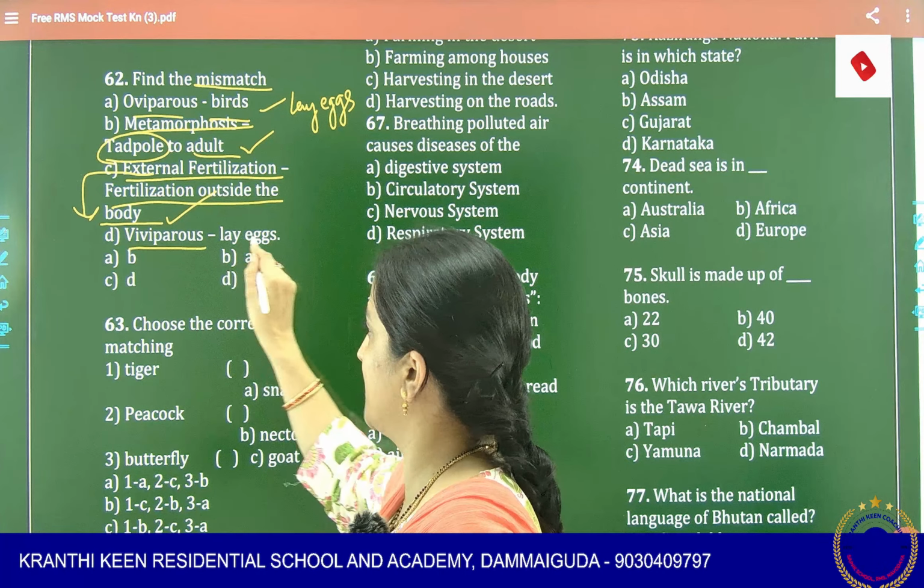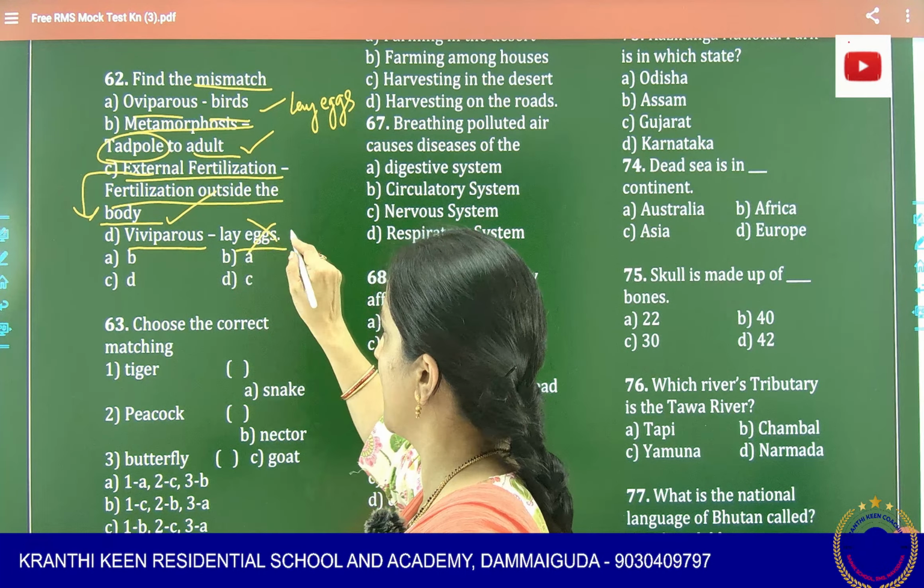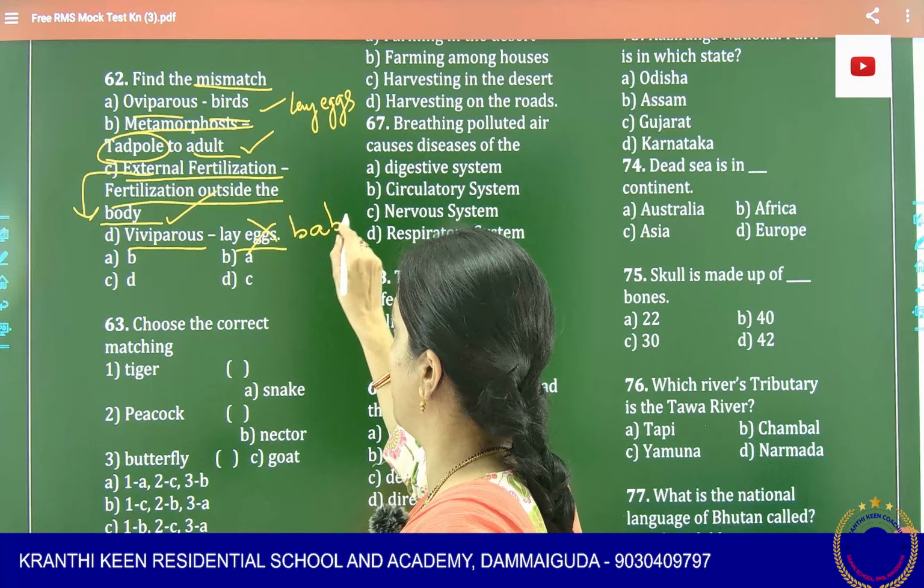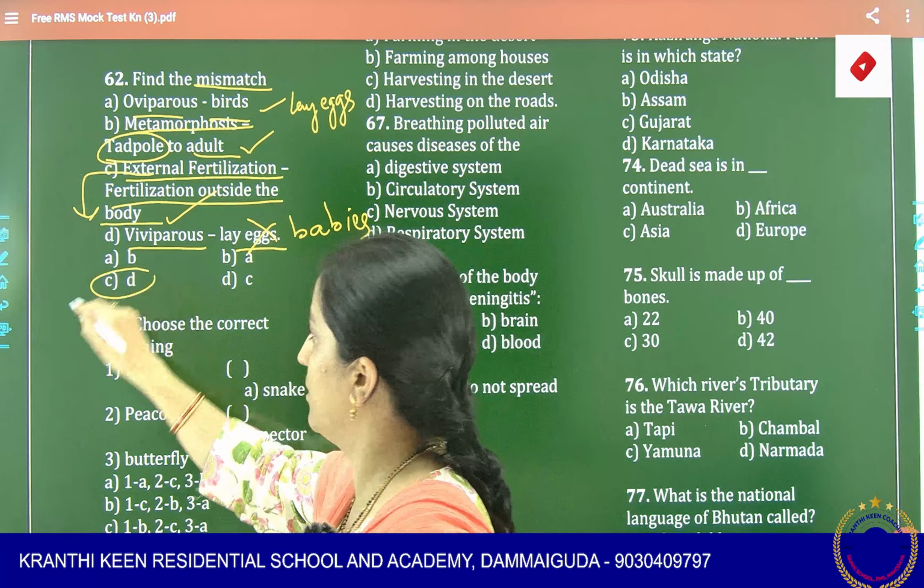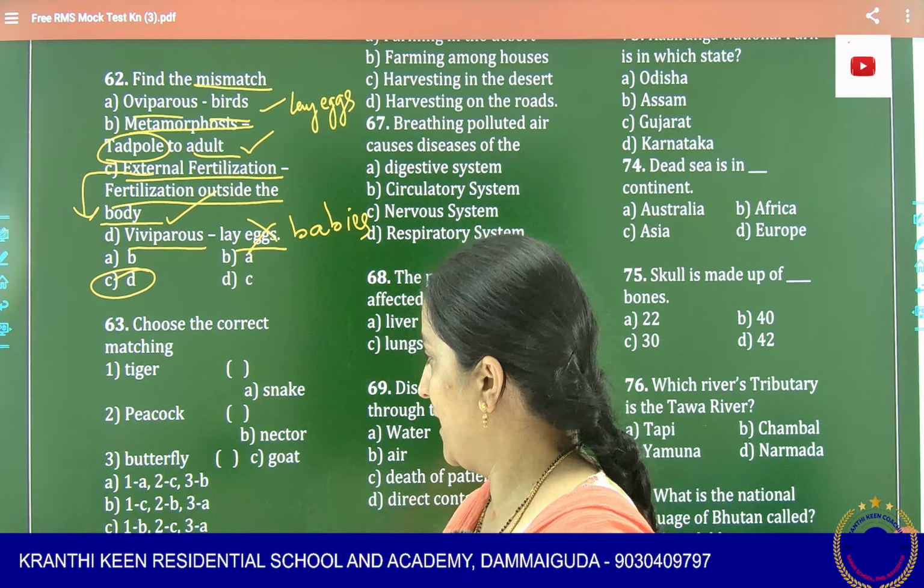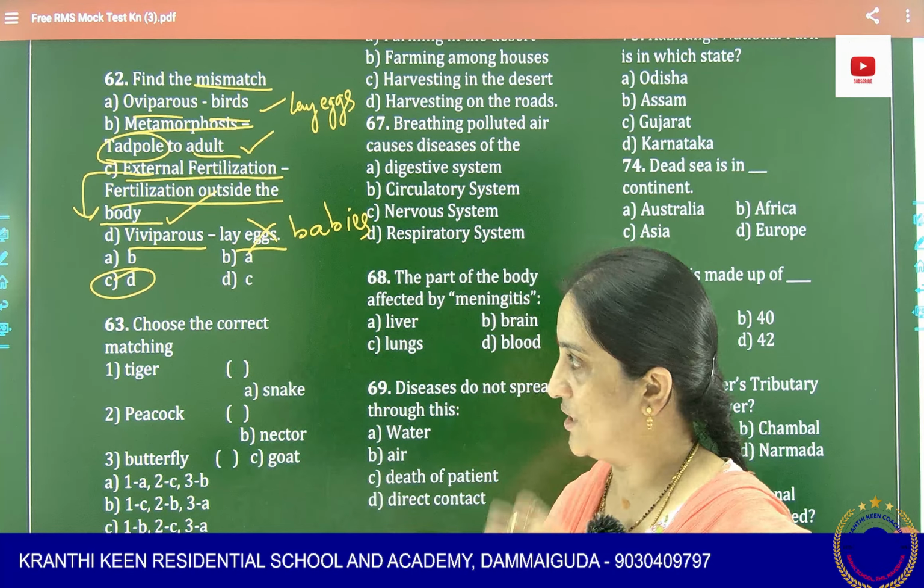Next, viviparous lay eggs. No, viviparous animals give birth to babies. So that is the mismatch. Option D is the wrong pair. Moving to the next one, 63rd question.